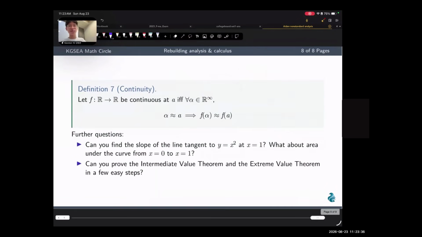And fortunately, what we have next is the last slide, 8 out of 8 right here. However, we have a lot of tasting to do. So let's look at what we achieved so far with our infinitesimals.